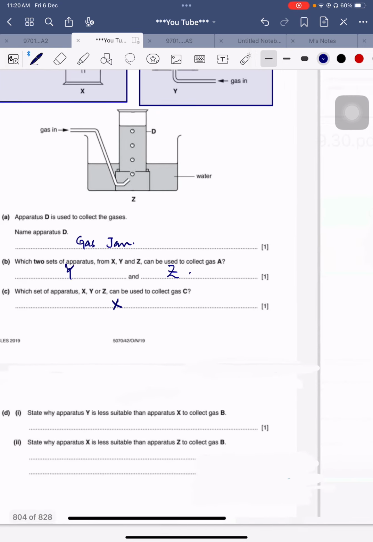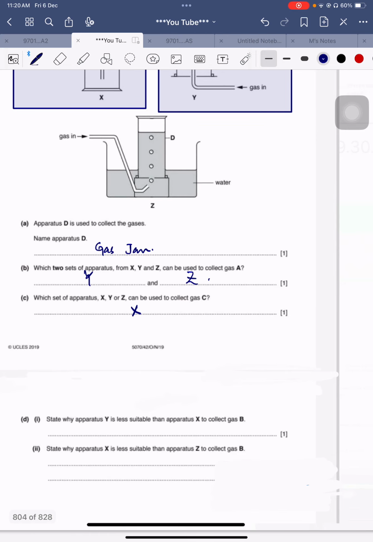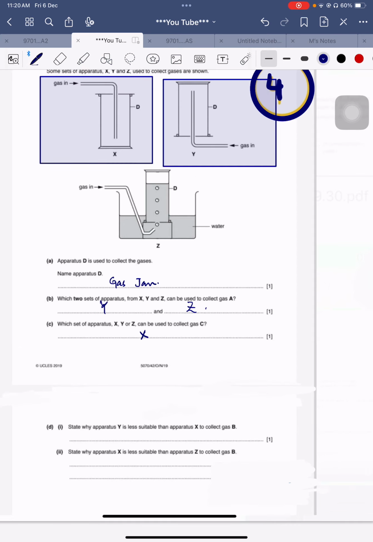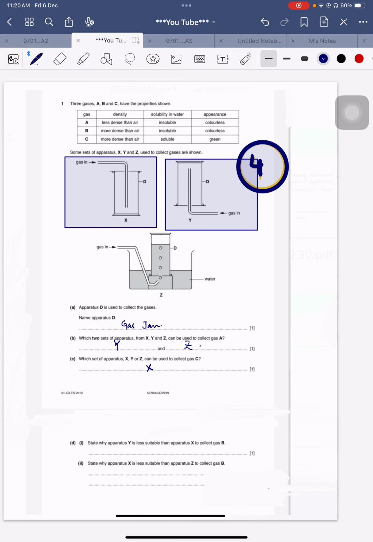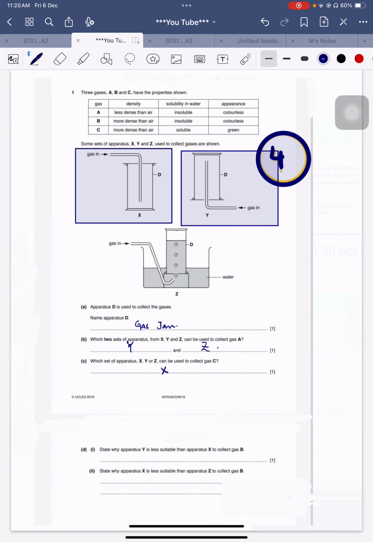Now we can come to part D, one. State why apparatus Y is less suitable than apparatus X to collect B. Look at B first of all. About B, they are saying that it is more dense than air and it is insoluble. So they are saying that apparatus Y is less suitable than apparatus X.